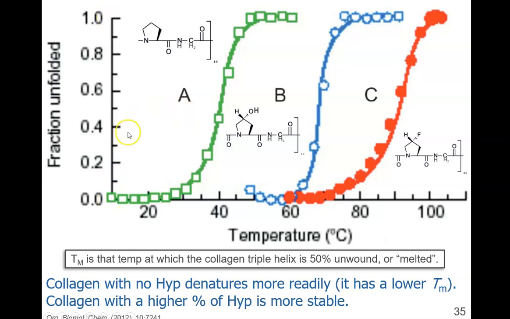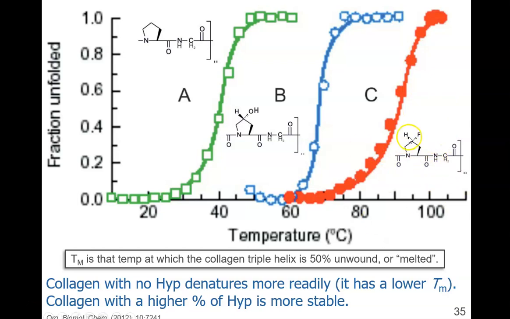So if I go from 0 to 1 and go to 0.5 and drop a line down, that will tell me the melting temperature. This green curve right here shows collagen A, and here we just have a proline. Collagen B is shown here in blue, and that has a hydroxyproline, so you can see its melting temperature is a lot higher. Now this is not natural, but if you put a fluorine there, you get a very, very stable temperature. So again, this was done in the lab.